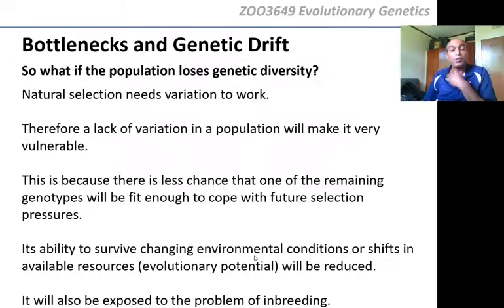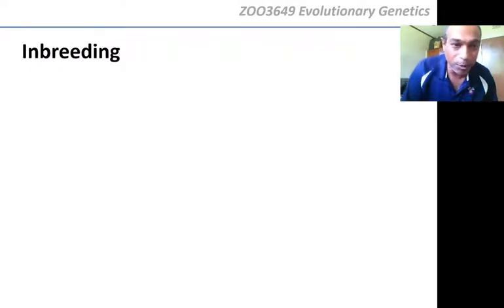So the population that has low genetic variability is also going to be exposed to another problem. So not just the fact that it's bottlenecked loses genetic diversity. If the bottleneck stays for a number of generations, then genetic drift will reduce the diversity. But there's another problem on top of all those, and that is called inbreeding. Okay, inbreeding is not the same as loss of genetic diversity due to genetic drift. It's not the same as a bottleneck.